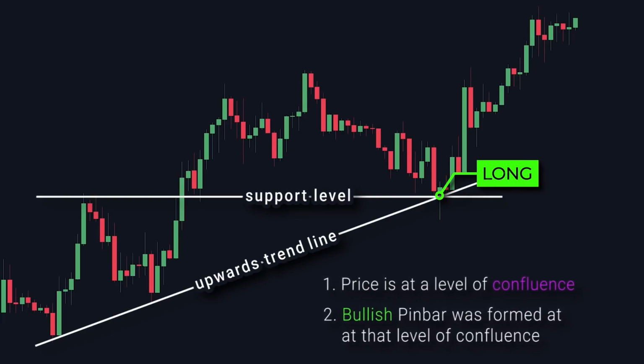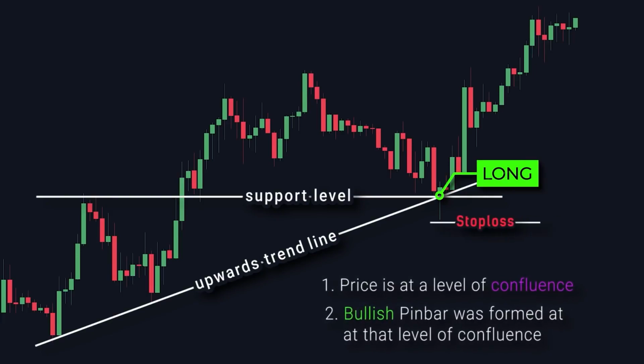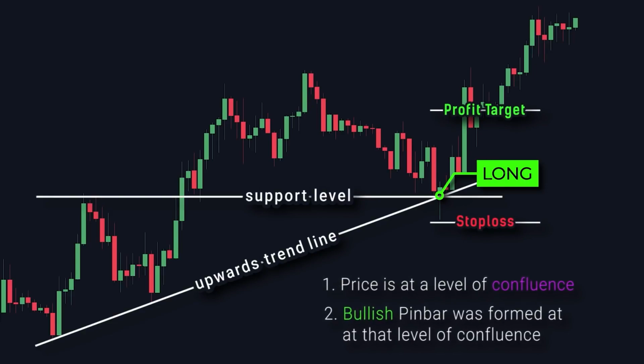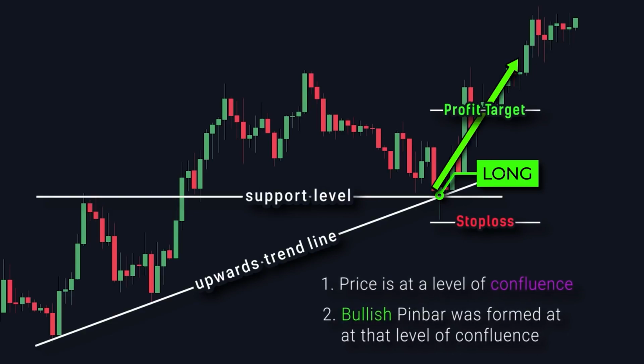Now for your risk management. You can set your stop loss at the wick's end, and profit target at 2 to 3 times your stop loss. And as you can see, we easily profited off of this upwards reversal.